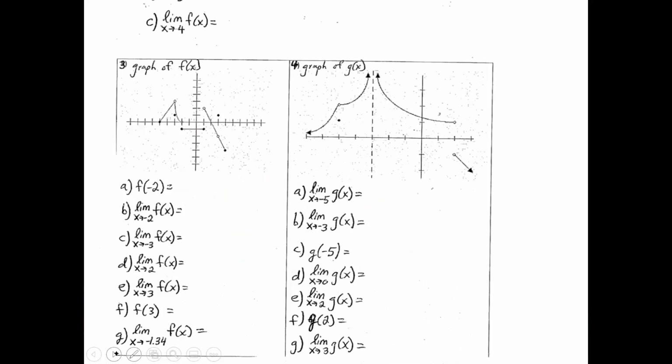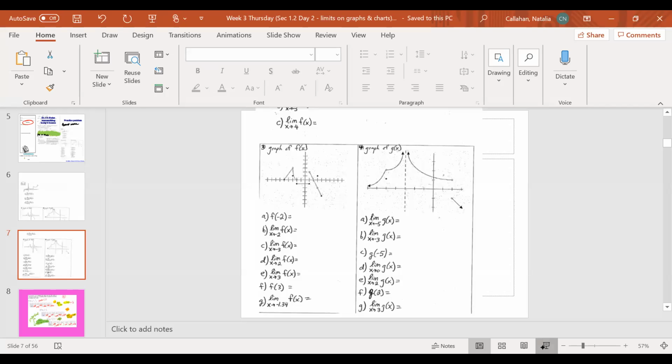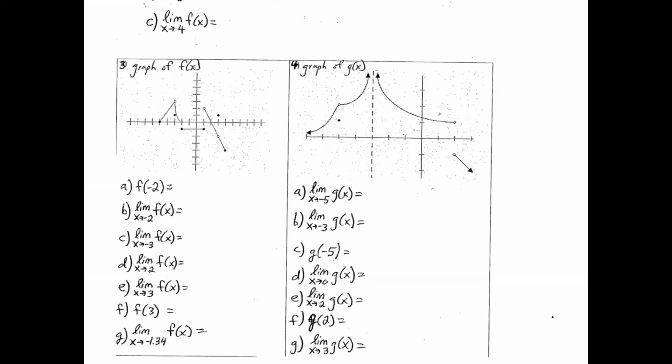All right, let's go ahead and go to the next ones. f of -2 is saying when x equals -2, what is the y value equal to? So -2 is 1, 2. It's an open circle, so you're gonna go down here, so your y value is actually -1. Let's try that one more time. Okay, so -1.